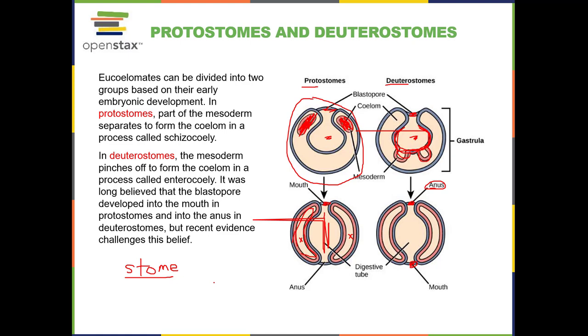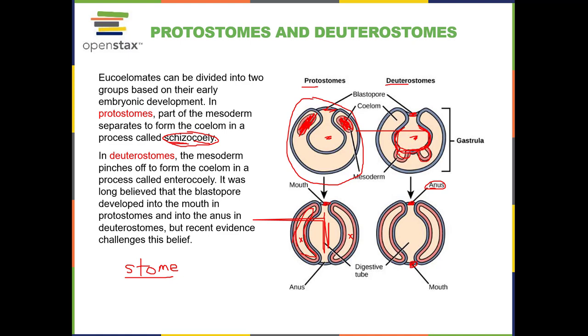So what we have here is in the protostomes, a block of mesoderm splits and lines the coelom, and that splitting process is called schizocele. You may know schizo means split. So the coelom forms by the splitting of a solid block of mesoderm, and it sort of unzips and creates an empty space in the middle.